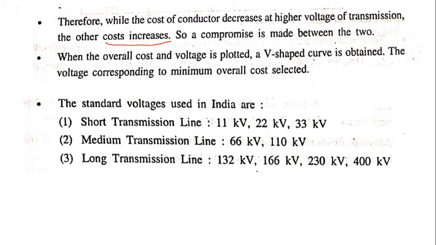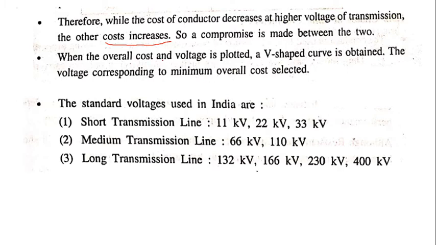So whenever we increase the voltage level of the transmission line, the cost of the conductor decreases, but that needs to be compensated by the cost we spend on increasing the tower, the insulator, and other substation devices. So these values need to be compromised.